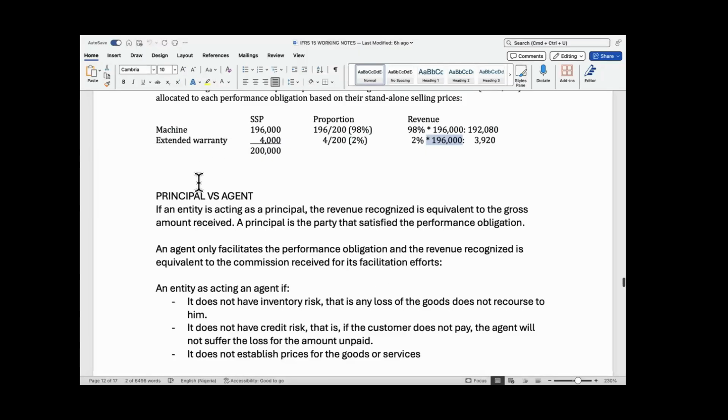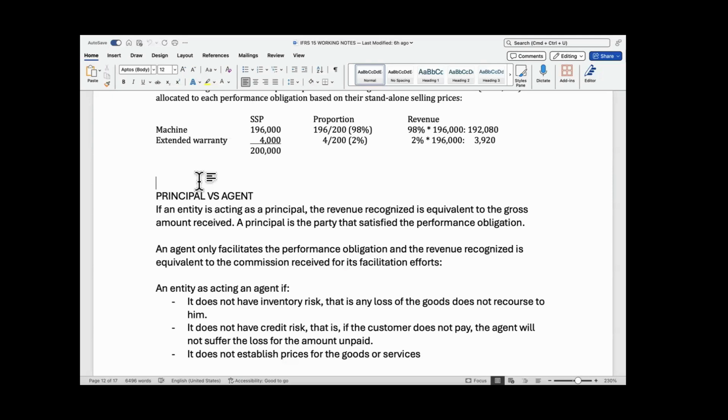Then we have principal versus agent. An entity must identify whether it's acting as a principal or as an agent in order to properly recognize revenue in line with IFRS 15. When you are acting as a principal, it means you are the one that is taking risk, you are the one that will provide the goods or services to the customer. Then you are a principal. But if you are acting as an agent, you are only facilitating the sales. Probably you are providing a technological platform, or you have the connection or the marketing that can link the company to the customer. You are a middleman.